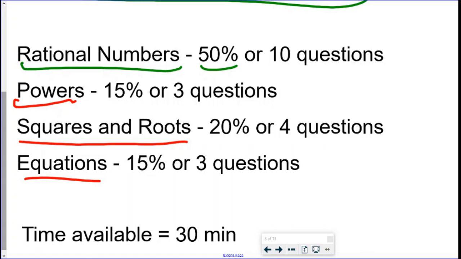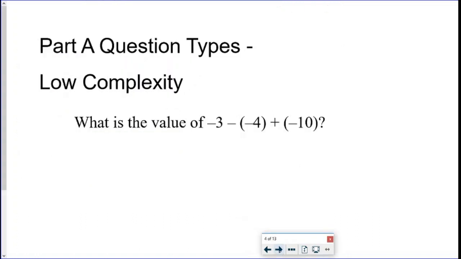So again, your time available for this test will be 30 minutes. You get an extra 30 minutes if you need, so a maximum of an hour for this portion. But it is timed out to be 30 minutes. It should be all you need for this test. So I've copied a few questions from the previous year's Part A, just to give you an idea of what kind of questions you're going to be seeing.